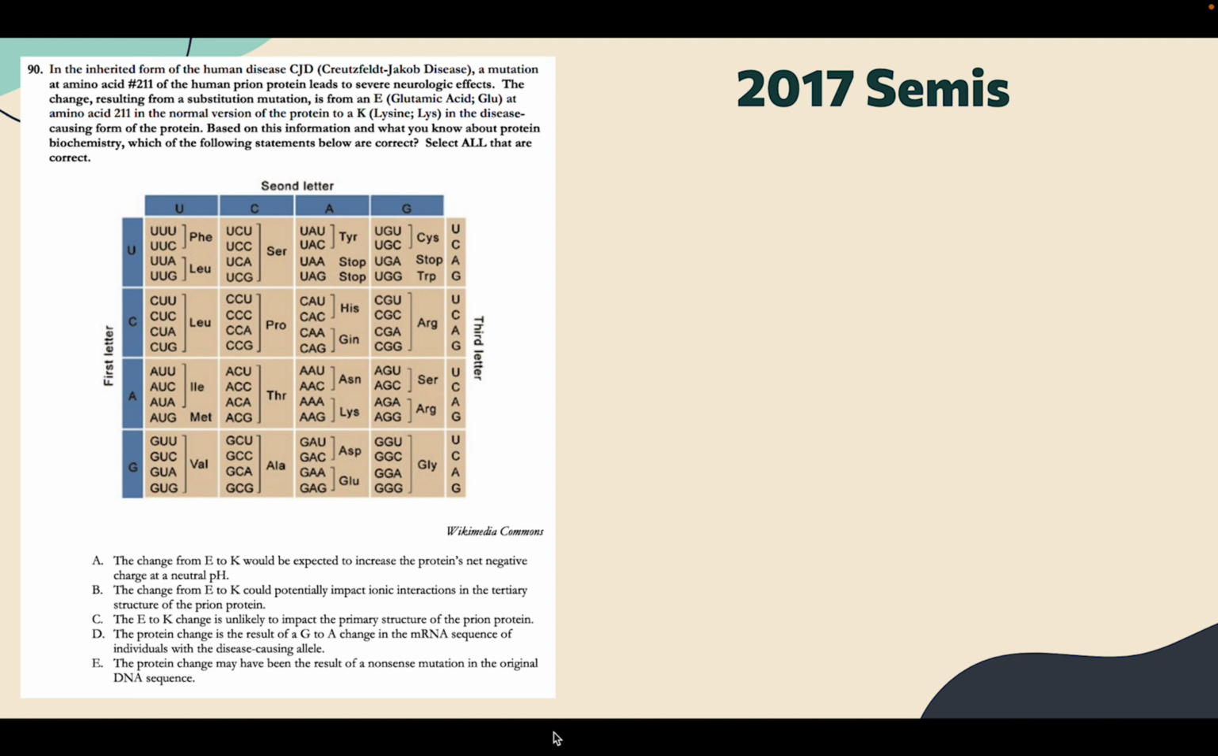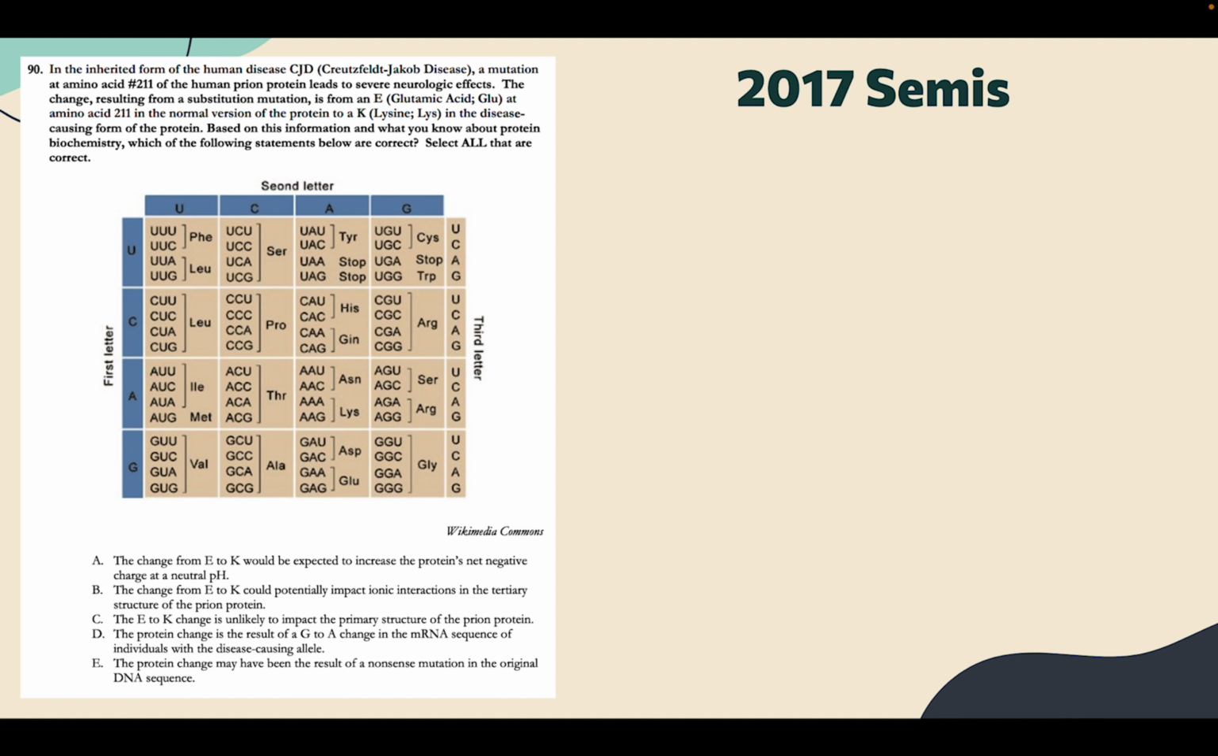All right, and then last question. Okay, so we have a substitution mutation that goes from a glutamic acid to a lysine, and that's from an acidic to a basic amino acid. So let's look at all of our answer choices. This is from a semifinals test, and it's part B. So that means we're going to have to select multiple choices, and we only get it correct if we find all the answer choices.